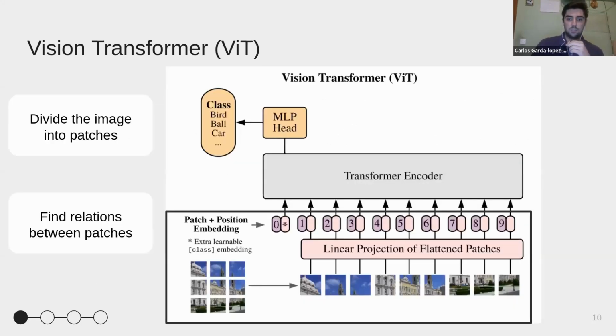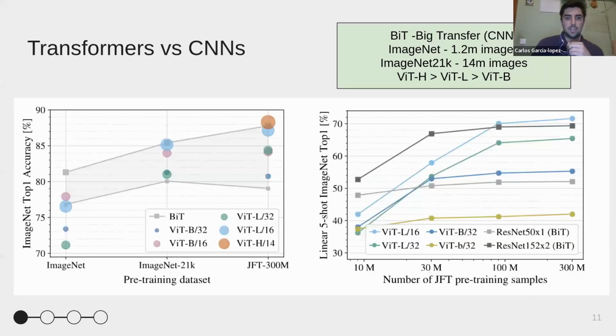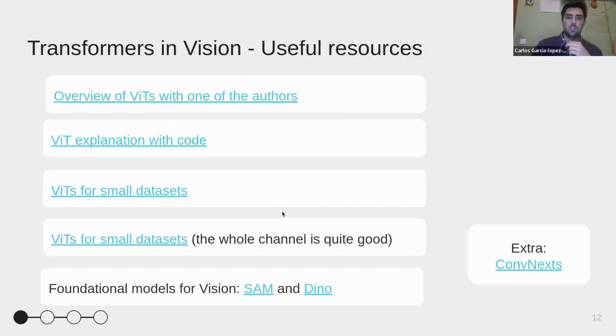And this is the architecture. It's quite straightforward. Once we understand the transformer, what they do is basically divide the image into patches and then try to find the relationships between these patches. As I said before, the transformers outperform the previous methods, the convolutional neural networks, but in order to do so, they require huge amounts of data. It's not until they use 300 million images that they are able to surpass CNNs, and the models had to be quite big too.